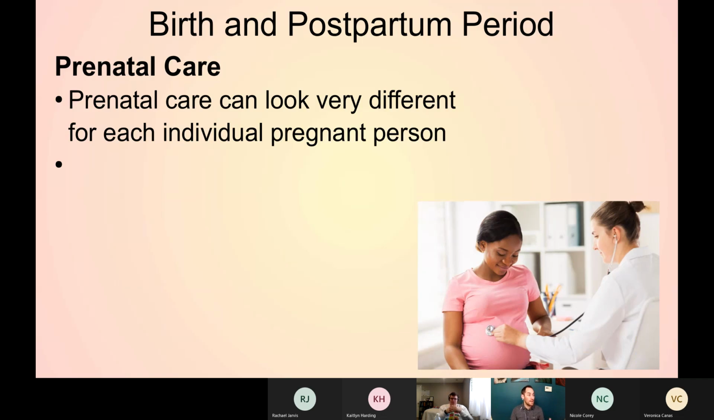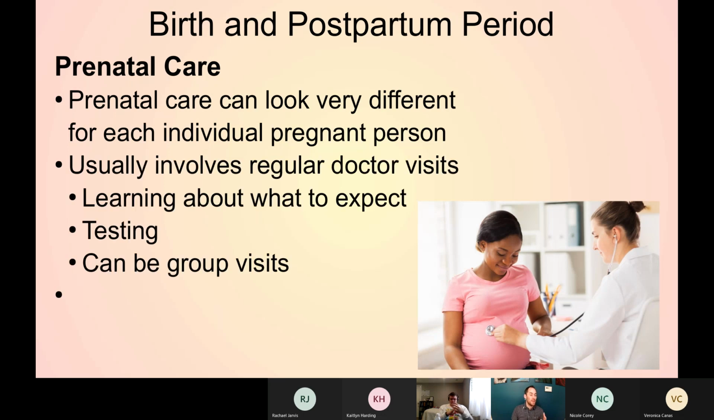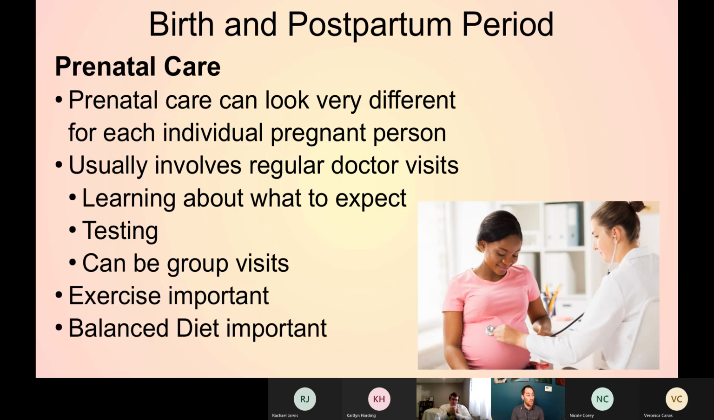Prenatal care can look really different for each individual person who's pregnant. So there's a lot of different options. Usually, especially in the US, it involves regular doctor visits where you'll be taught about what to expect, and specific tests at different points in the life cycle of the fetus. So at a certain point, an ultrasound would be done or specific blood tests. You might be doing some of these visits in groups or in one-on-one meetings. Exercise for a person who's pregnant is really important, so keeping their own body healthy to keep the environment healthy for the fetus, and then a balanced diet like we mentioned before.